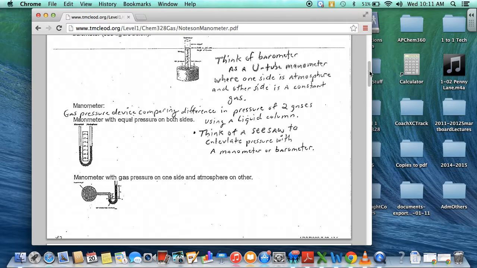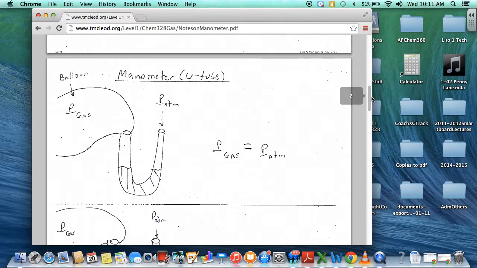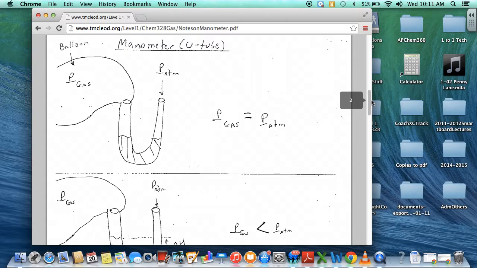And we do this on the other page. So this is what these pages look like. Here's my gas. It's in a balloon. This side's open to the atmosphere. If the liquid level on both sides of the U-tube manometer is equal to each other, that's telling you that this pressure and that pressure are the same. In essence, it's a seesaw. This guy weighs exactly this guy, so they're equal to each other.